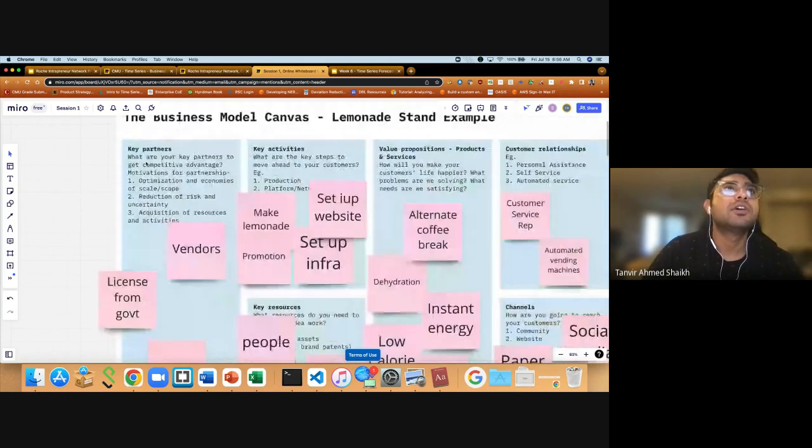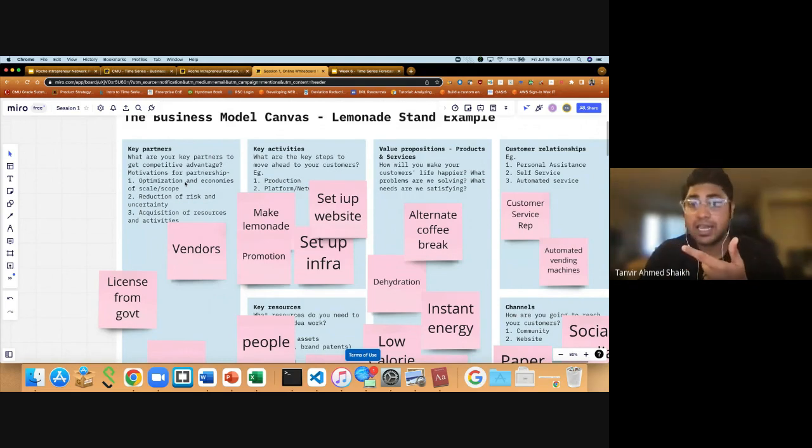And see here, our key partners give us competitive advantage. And what are the motivations for people joining your partnership? Optimization, economies of scale and scope. So maybe you can partner with other lemonade stands or other drinks and food, maybe a burger stand next to you that doesn't sell lemonade. You can create some joint marketing with them. So you can do that.